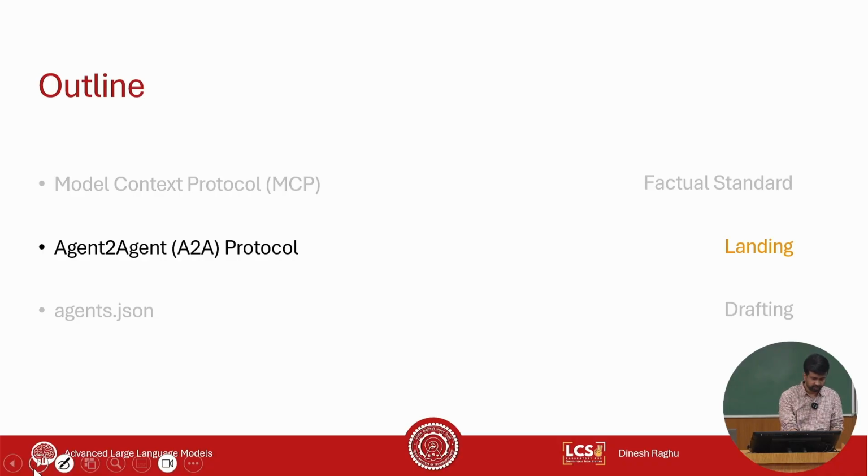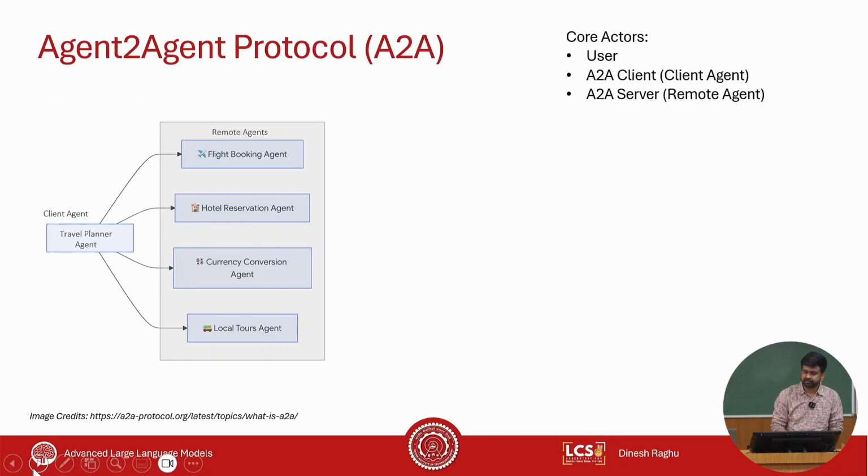In MCP there were 4 actors. There was a user, there was a host, there was an MCP client and an MCP server, right? Here there are just going to be 3 actors. There's going to be a user, of course, the person who's going to use the agent at hand, and there's going to be an agent to agent client, or the client agent, which is the agent with which the user is going to interact, right?